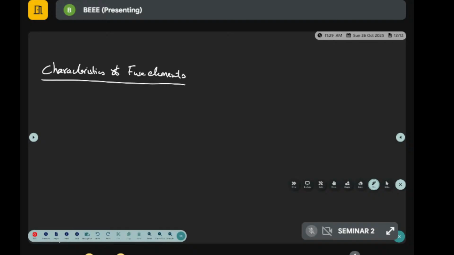So fuse element is not a regular copper wire. Okay, we are using the wire conductor. Fuse element is not copper wire. Generally, we may use materials like tin, lead, or silver. The fuse elements are tin, lead, silver.